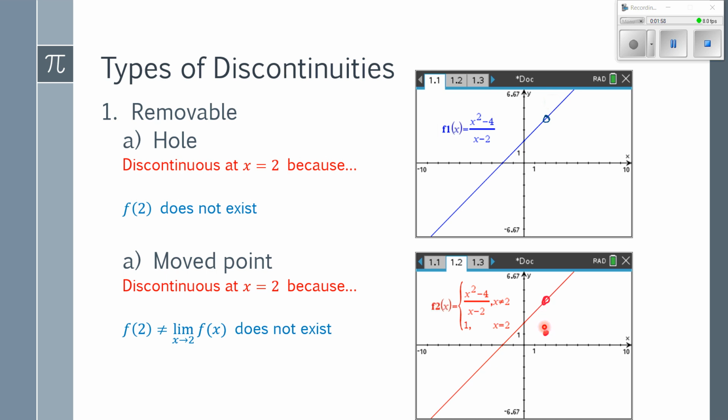This is a discontinuity, not because the function doesn't exist, because the function does exist at 2. It's right here. The two-sided limit does still exist, but the two-sided limit and the function do not have the same value at 2. In this case, my function value, f of 2, is 1. The two-sided limit is 4. Those aren't the same, so it is discontinuous.